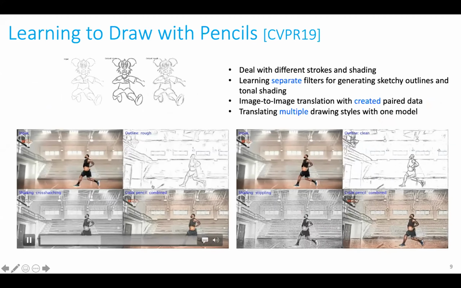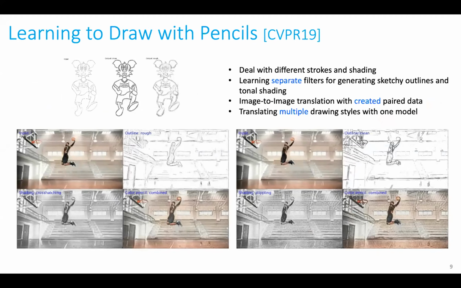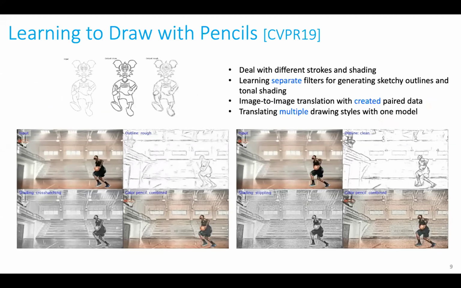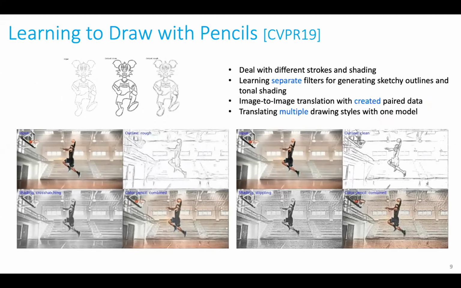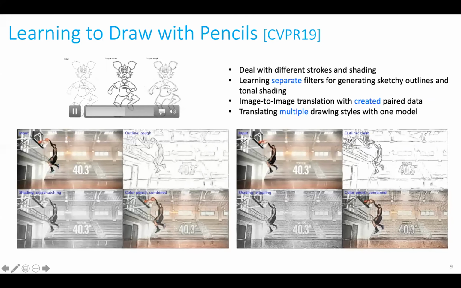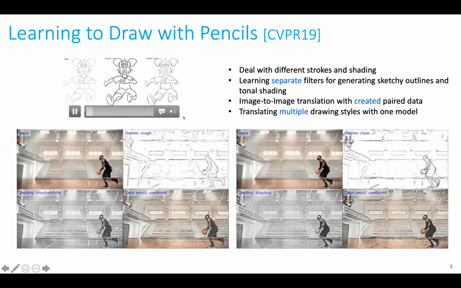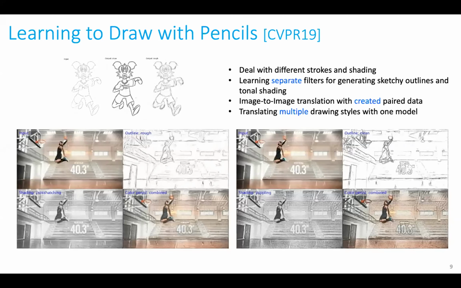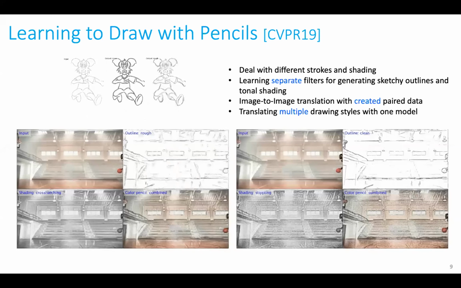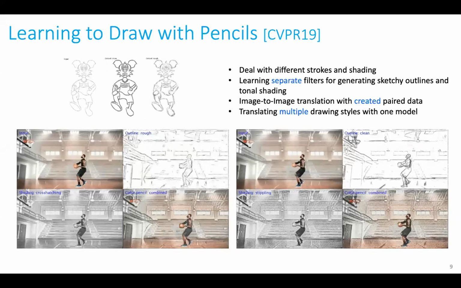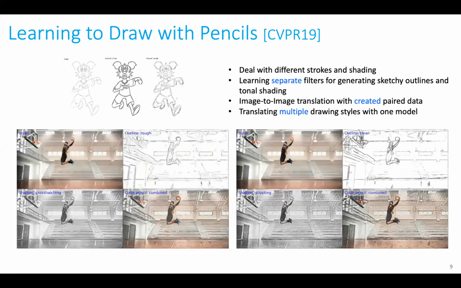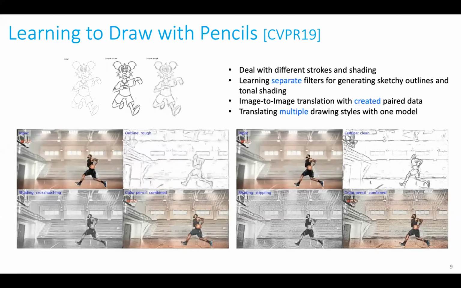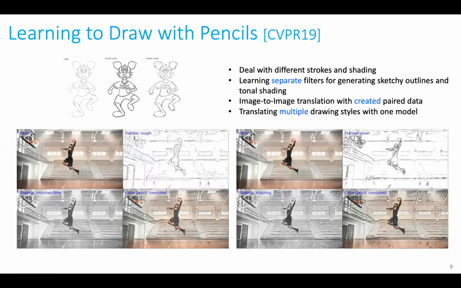The next work we did was to learn how to draw, how to transfer pencil style. I assume that Aaron Hertzmann might have talked about this during his talk, but basically we learned to draw with different hand strokes and with different shading. This turned out to be a difficult problem, as we need to take shading into account. In the end, we have three stroke and two shading styles that we can combine, so that we can generate different results.